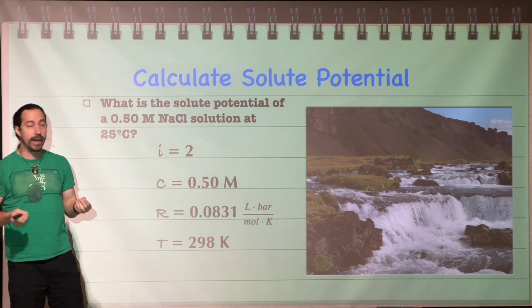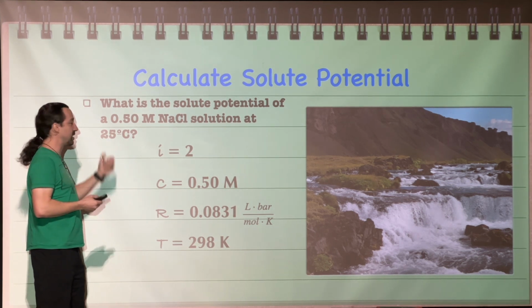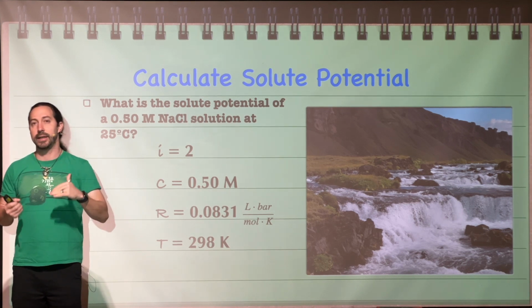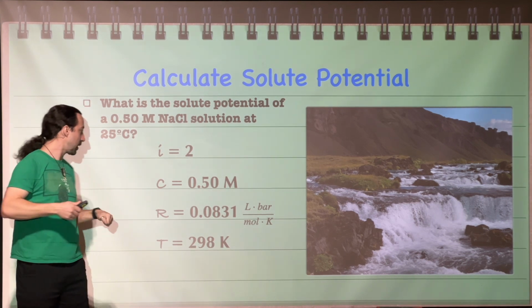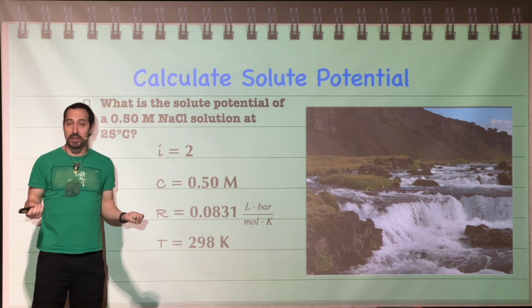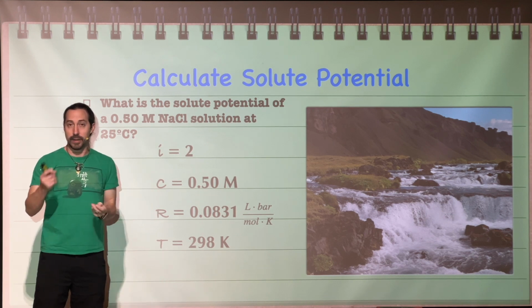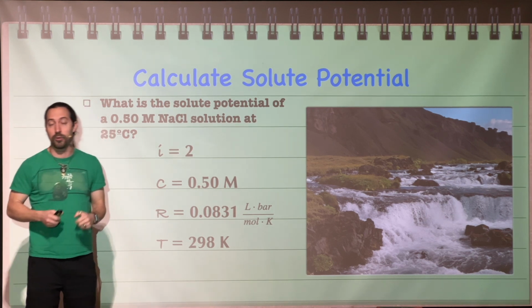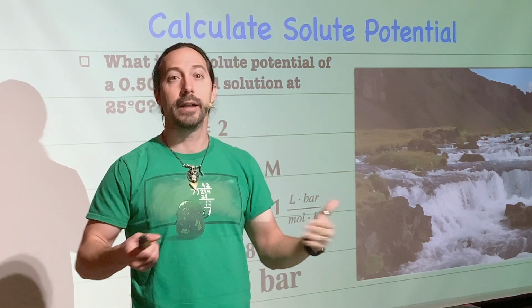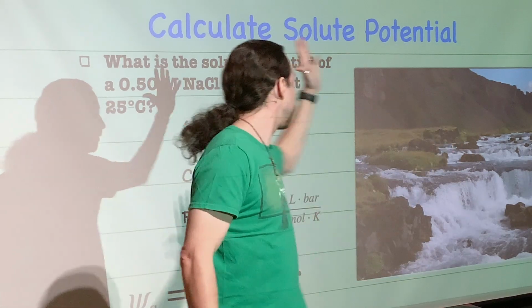We get that by adding 273 plus the 25 degrees Celsius, because that is the conversion to take Celsius into Kelvin. If we take all these values and multiply them together, making sure that we remember this ends up being a negative value because it's negative iCRT, then we end up with the solute potential being negative 25 bars. And that is the way that we can calculate the solute potential.